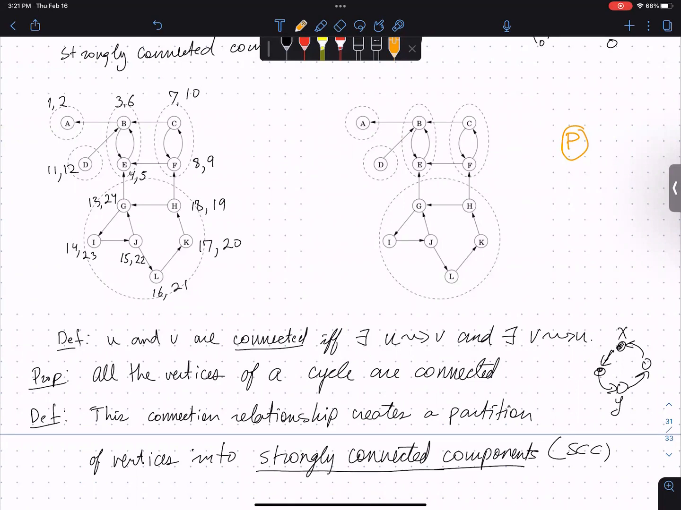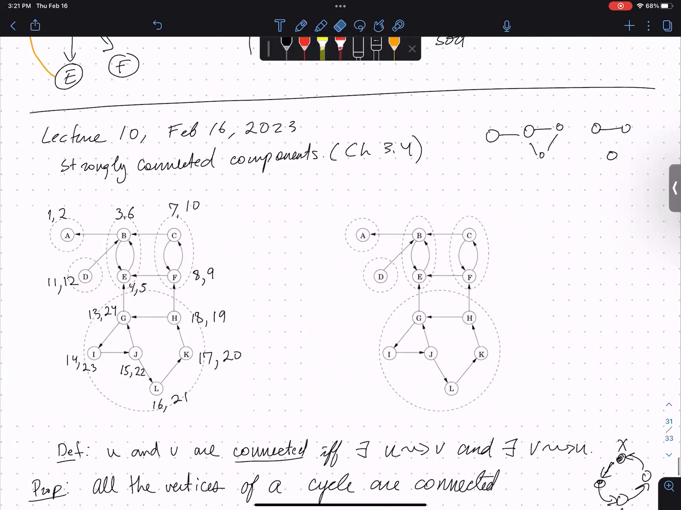Is every directed graph undirected graph? So we don't think about strongly connected. We don't apply this definition of strongly connected components to undirected graphs. For undirected graphs, we had the old definition of being connected, like here. And this was a simpler definition.